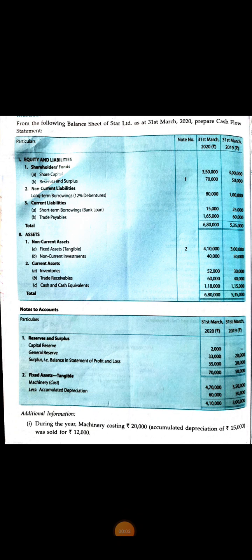Question: from the following balance sheet of Star Limited as at 31st March 2020, prepare cash flow statement. Equities and liabilities, shareholders funds, share capital 3,50,000, 3 lakhs. Reserves and surplus 70,000, 50,000. Non-current liabilities, long-term borrowings 12% debentures 80,000, 1 lakh.